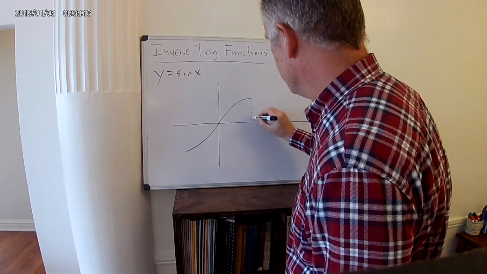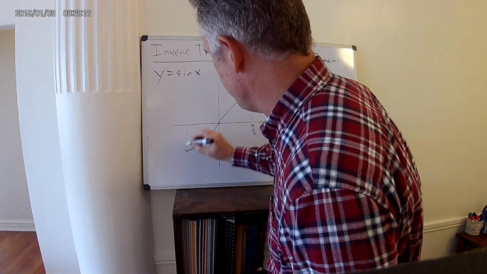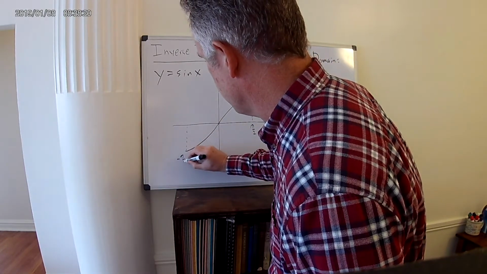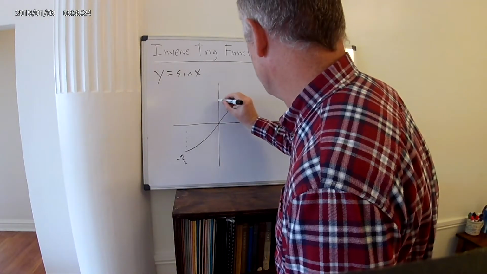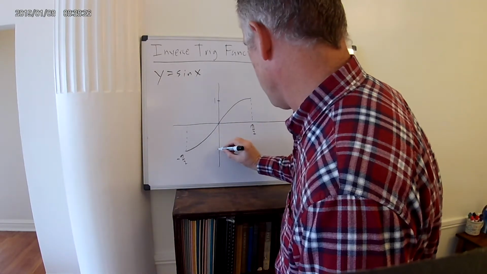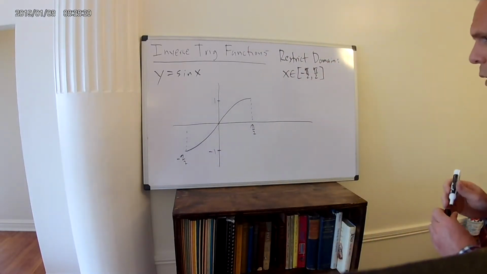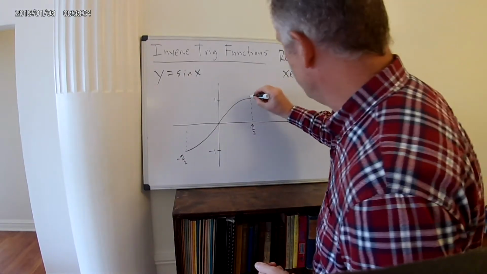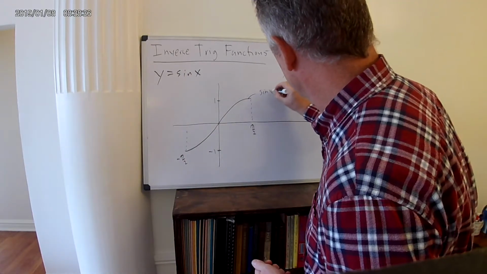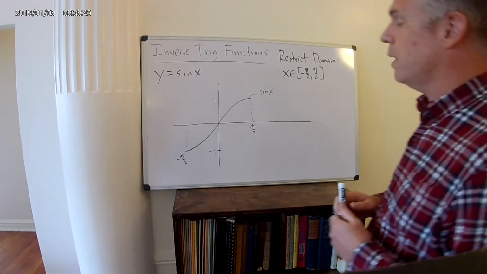Okay, this occurs at pi over 2. This occurs at minus pi over 2. Okay, and the peak of sine of x occurs at 1, and the trough occurs at minus 1. Okay. This is sine of x, no doubt. What does the inverse trig function, inverse sine of x, look like?